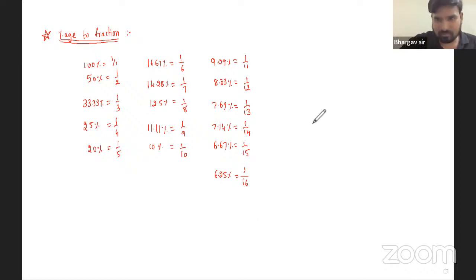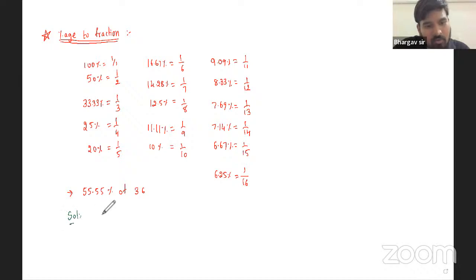Now, similarly, if I am asking you to find out 55.55% of 36, we don't know what 55.55% is, but we have this 11.11%, which can be written in terms of 55.55%. So what would I do there? I would write this as 5 into 11.11% of 36.